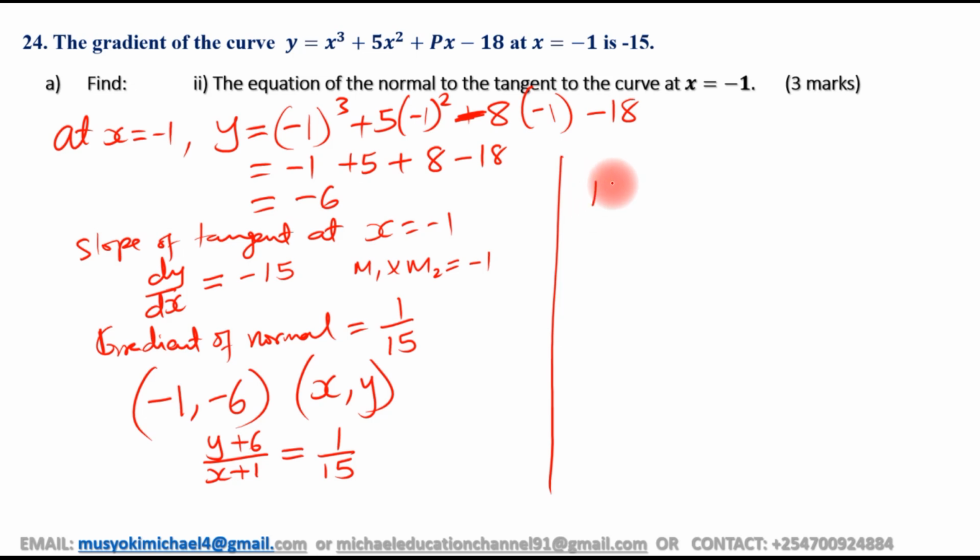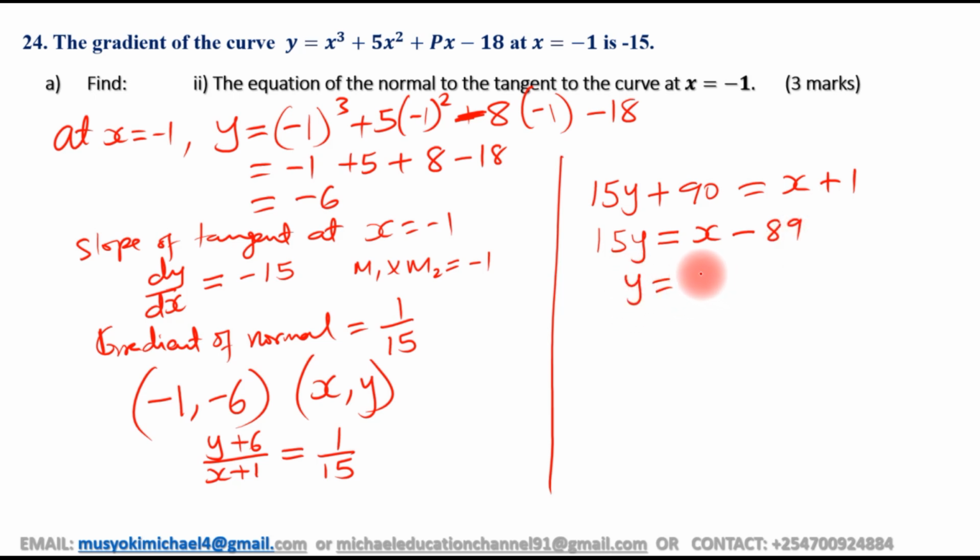Cross multiply, we get 15y plus 6 times 15, we get 90, will be equal to x plus 1. So this is 15y will be equal to x minus 89. So y will be equal to a fifth x minus 89 over 15. And that is the equation of the normal to the tangent at that particular point.